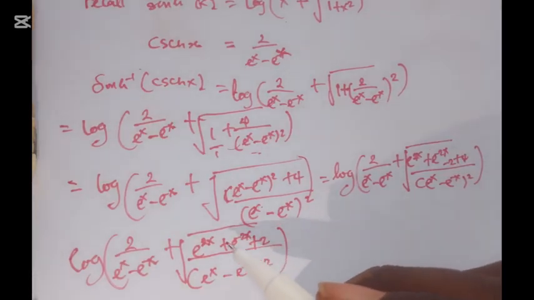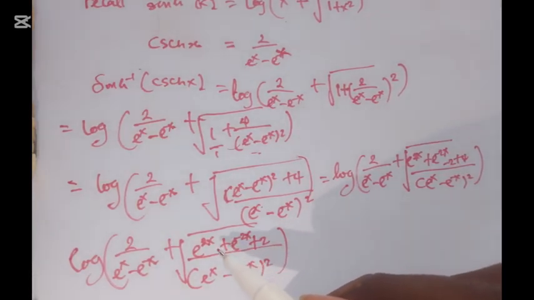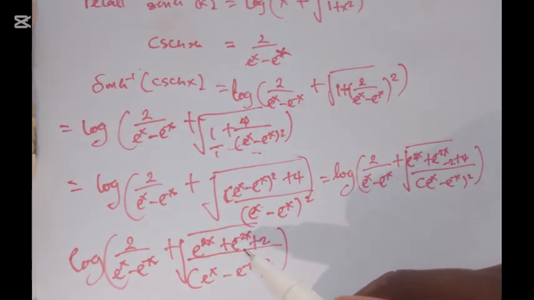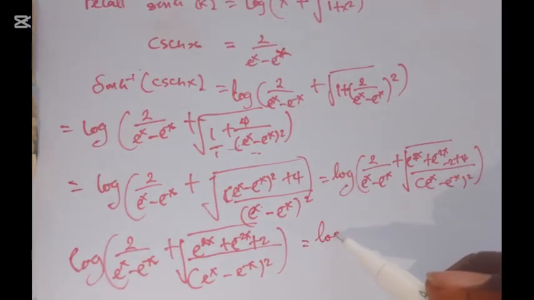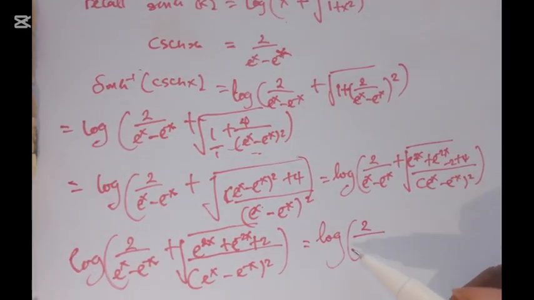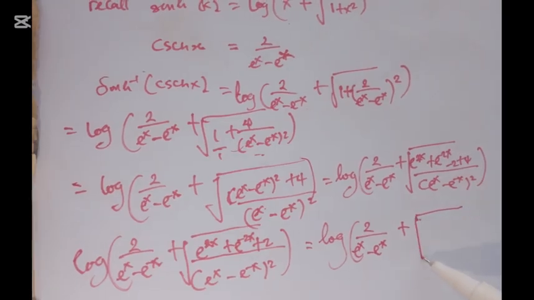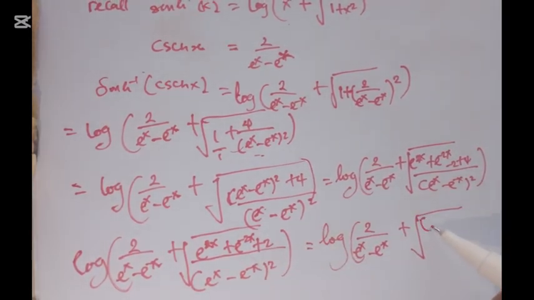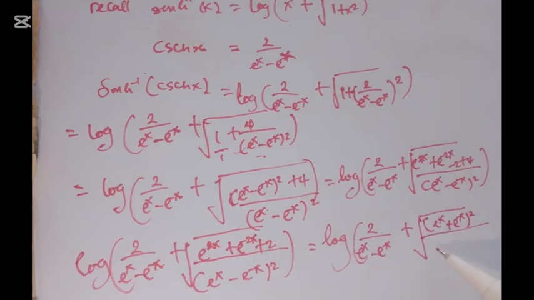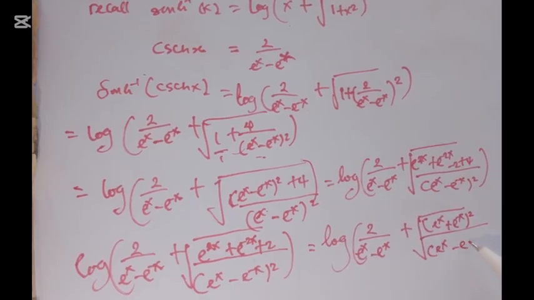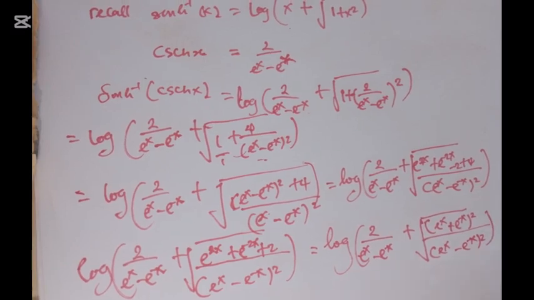All right, now if you factorize exponential 2x plus exponential negative 2x plus 2, that will give you exponential x plus exponential negative x to the second power. So this will now be equal to log of 2 over exponential x minus exponential negative x plus the square root of exponential x plus exponential negative x to the second power, then everything over exponential x minus exponential negative x to the second power. Now this is cool.